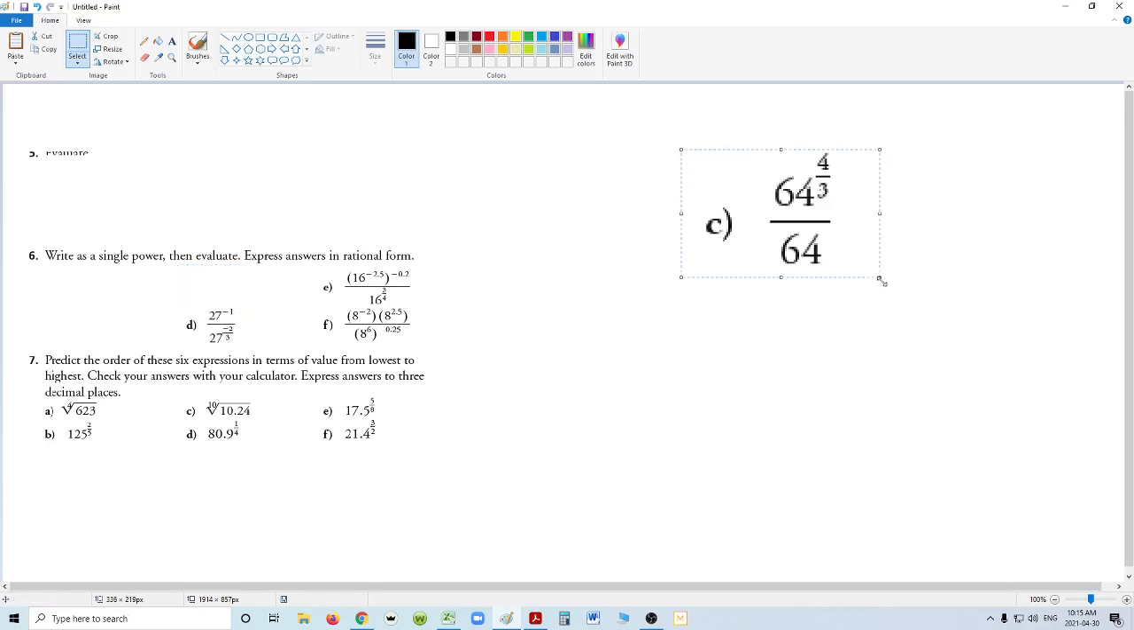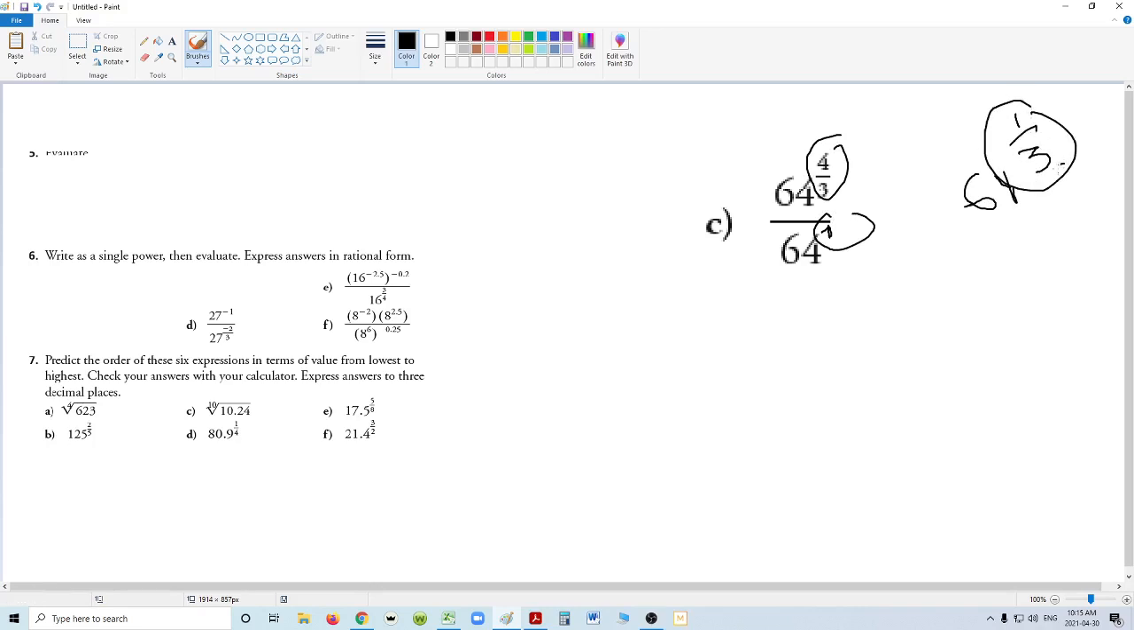That's pretty straightforward. You just have to remember that 64 is actually to the power of 1. 4/3 minus 1 is 64 to the 1/3. 1/3 means the cube root of that, which is probably 4. 4 times 4 times 4 is indeed 64. So the answer is 4.